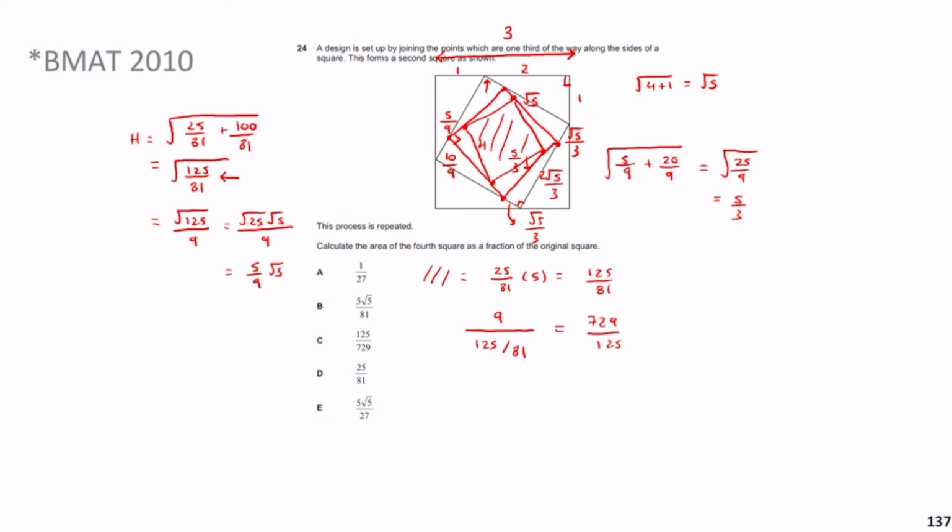And also, guys, I realized I got this wrong. It says calculate the area of the fourth triangle as a fraction of the original. So it's the smaller divided by the bigger, so it should actually be the other way around. Therefore, you get 125 over 729. My apologies there. And therefore, guys, the answer you should be getting is C.